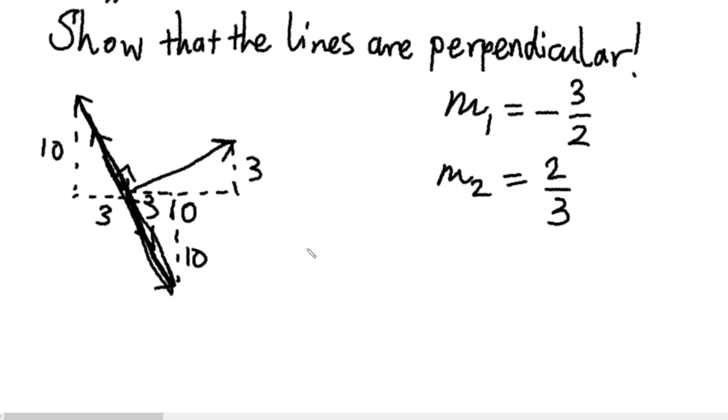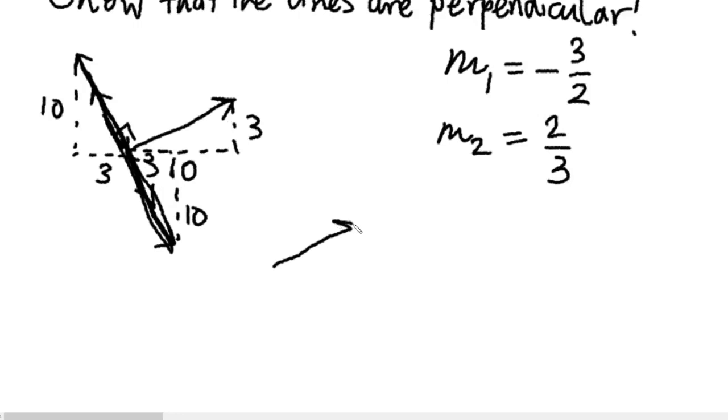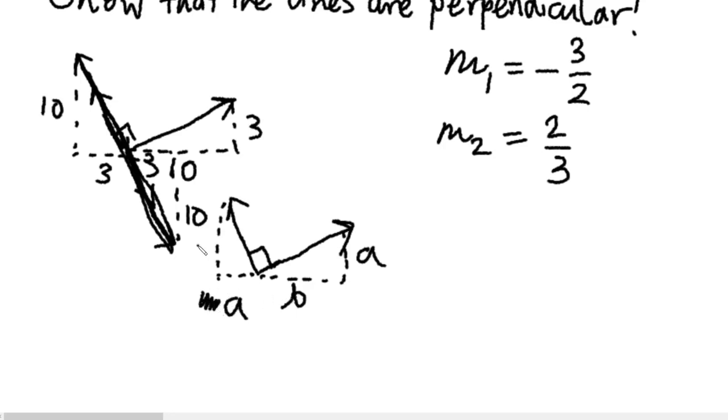So say we have an arbitrary line that goes up a spaces, a units for every b units right, and you want a perpendicular line that instead goes left a spaces for every b spaces up.